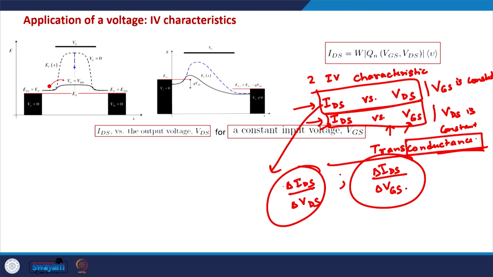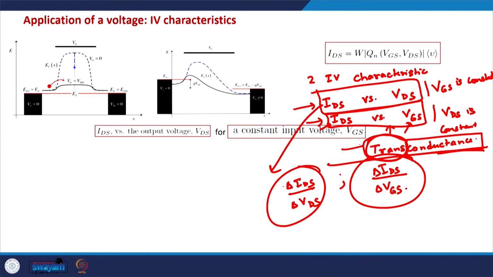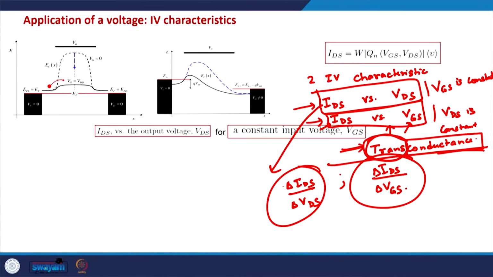Actually, just to highlight, the name transistor also has a correlation with how the effect of the gate voltage is transferred to the channel. So the name transistor has its roots in the action of the gate voltage on the channel. That's why it is also known as the transconductance, and the characteristics are known as the transfer characteristics.